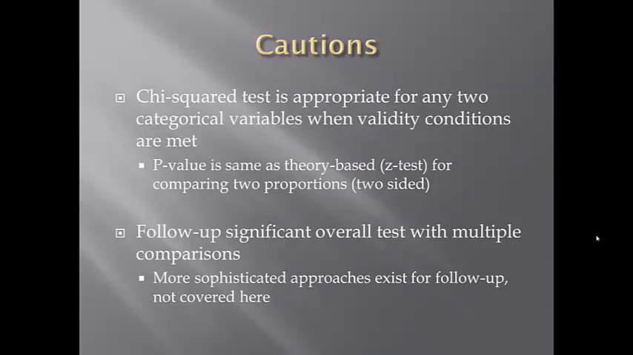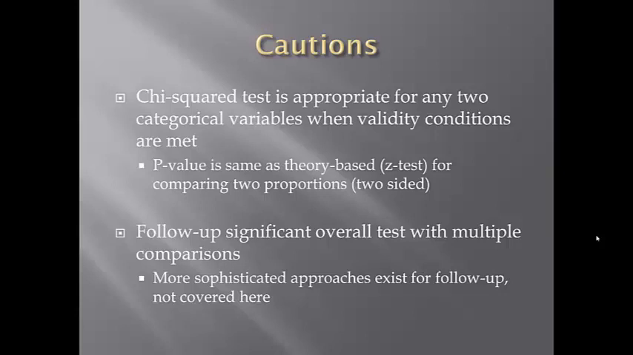A chi-squared test is appropriate whenever you have two categorical variables, as long as validity conditions are met. If you do use a chi-squared test when both of your variables are binary, that is, they both have two categories, the p-value you receive from the chi-squared test will be exactly the same as you receive from a theory-based test, a z-test, as long as that z-test is two-sided.